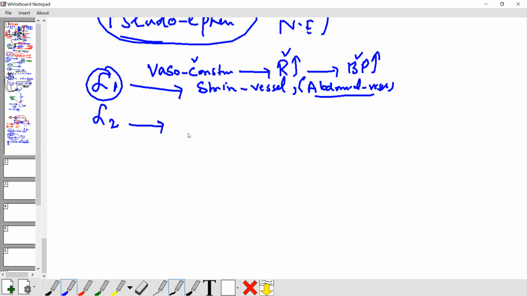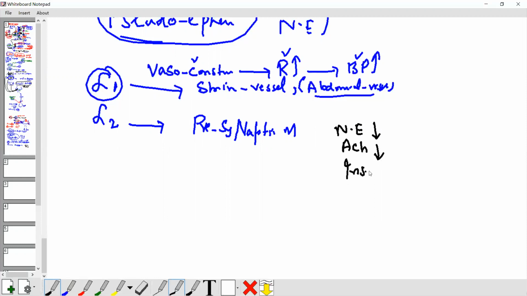Alpha 2, where is it present? Already done. Presynaptic membrane. What function? Decrease the release of norepinephrine. It is also present on the presynaptic membrane of the parasympathetic system. Alpha 2 decreases the release of acetylcholine. Third one, decrease the release of insulin. These three are the functions of alpha 2.